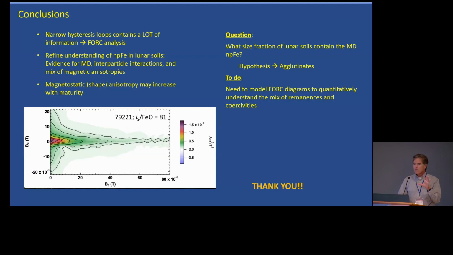But this also does raise a question: where is this multi-domain? What part of the soil, the size fraction, contains the multi-domain iron, which is the one that has most of the nanophase iron, and so on? We think that's going to be found in the agglutinates for the multi-domain.